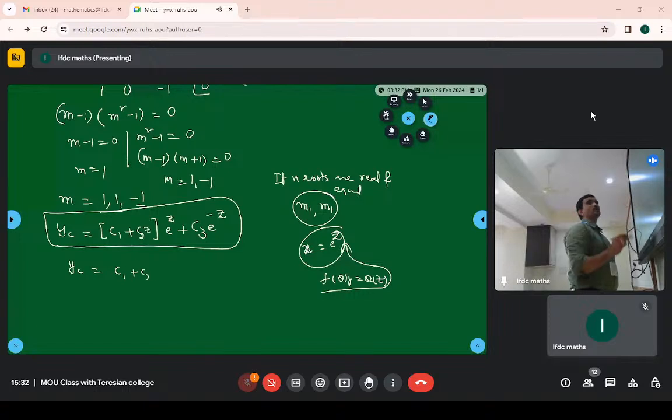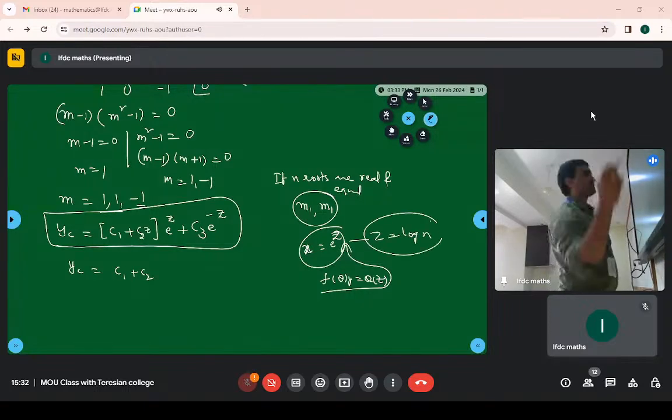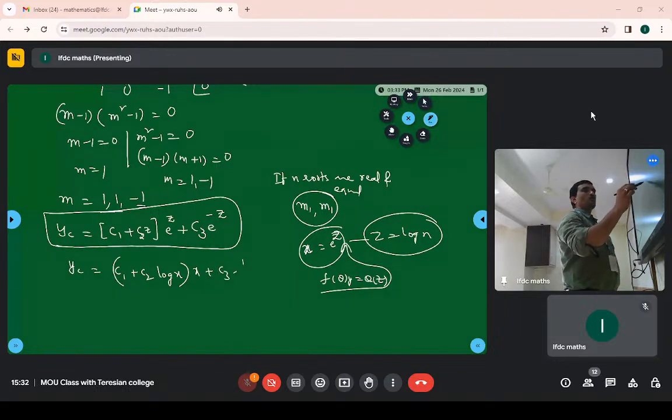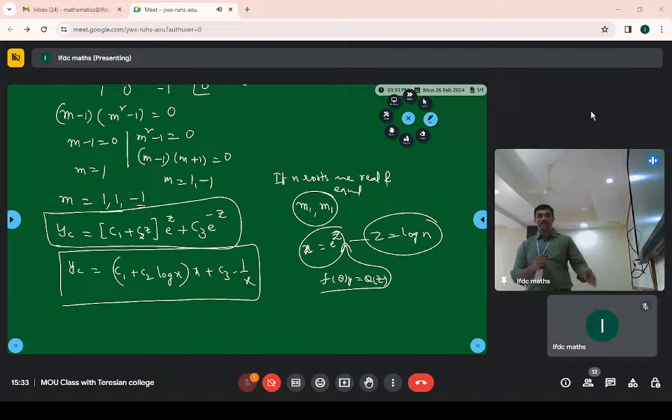C1 plus C2 into log x, since e power z equals x and z is equal to log x. So x will come, plus C3 into e power minus z, which is nothing but 1 by e power z, that is 1 by x. This is the answer in terms of x of the Cauchy-Euler equation.